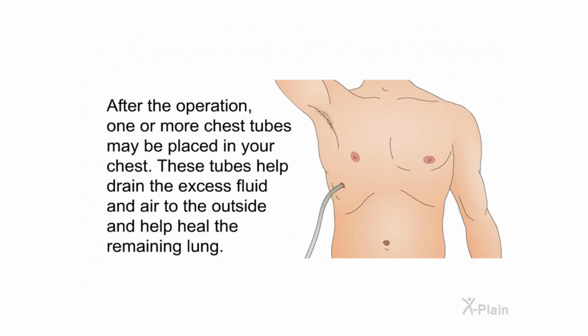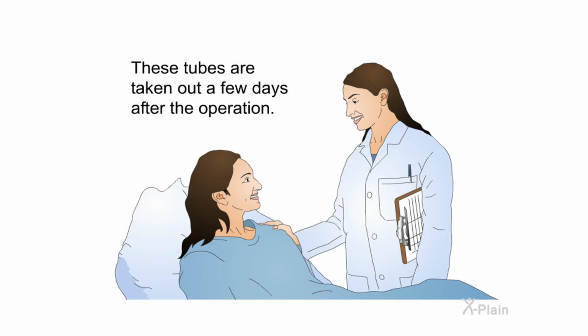After the operation, one or more chest tubes may be placed in your chest. These tubes help drain the excess fluid and air to the outside and help heal the remaining lung. These tubes are taken out a few days after the operation.